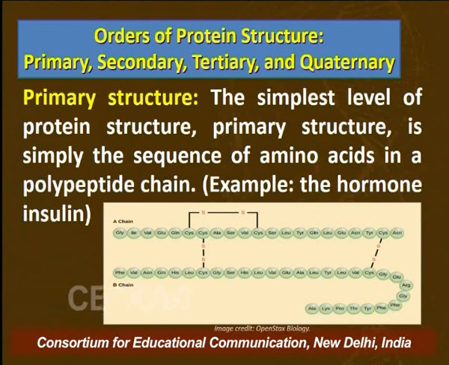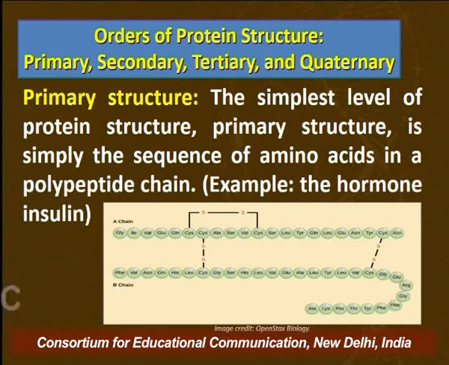So the primary structure is basically the simplest level of protein structure, which is formed of the sequence of amino acids. Over here, the example shown is the hormone insulin. There are two chains, the A chain and the B chain, which are joined together with the help of disulfide bonds. We can see there are three disulfide bonds, and there is a protein amino acid sequence present in each of these chains. Each of these chains forms the first basic level, which is called the primary structure of the proteins.